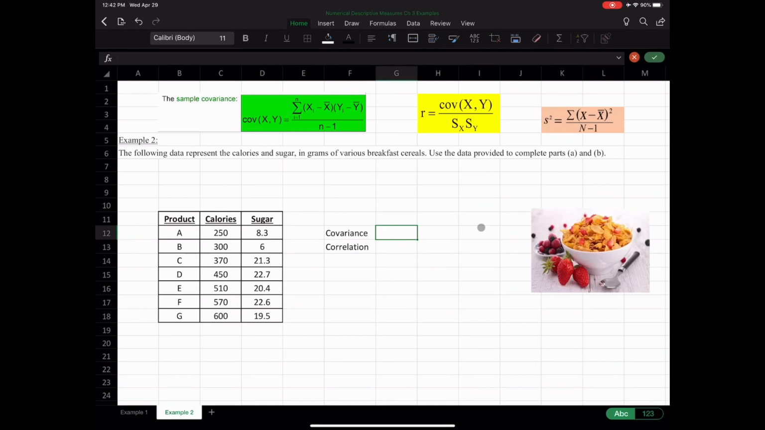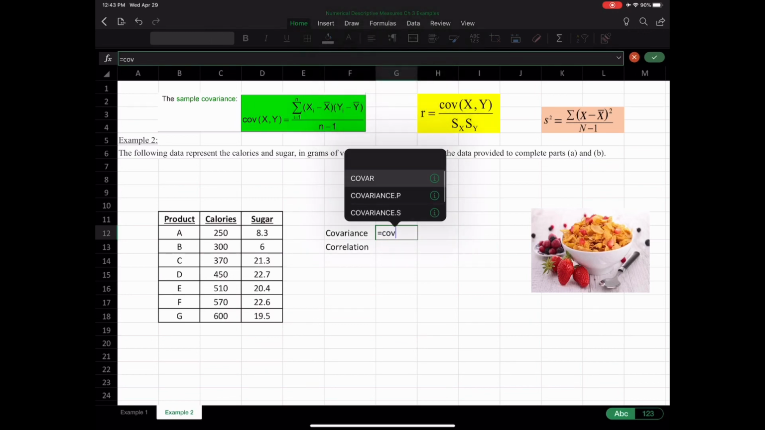and correlation. For the covariance between sugars and calories, the formula that we're going to use is COVARIANCE.S, S for sample. If it's .P, then it's population. If it's .S, it's for sample. Right now, these are just sample data sets, so we're using COVARIANCE.S.